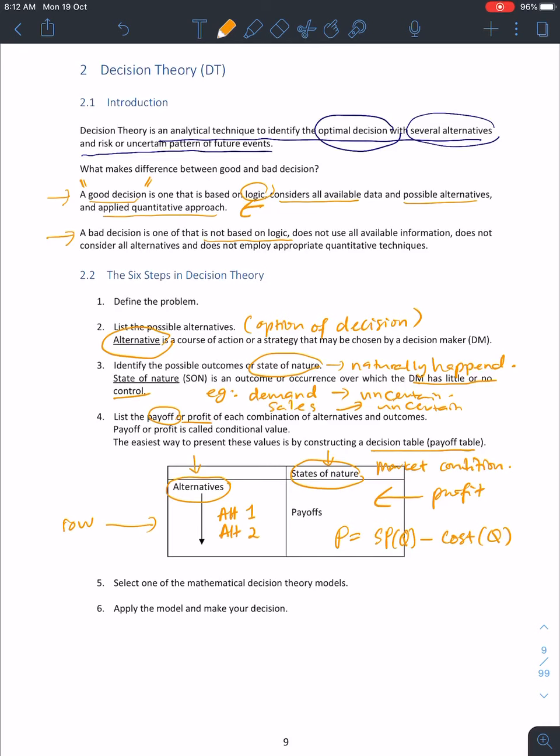Okay, number 5, select one of the mathematical decision theory models. So in our case, kita akan cover EMV or expected monetary value, EOL expected opportunity loss, and also we can calculate EVPI. Okay, EVPI expected value of perfect information. And number 6, apply the model and make your decision. So this will be our optimal decision, meaning that only one final decision.